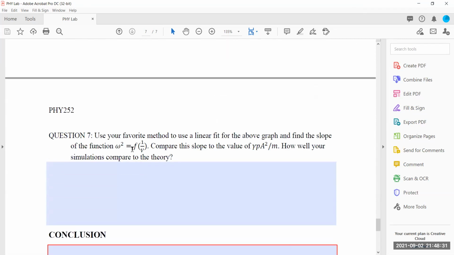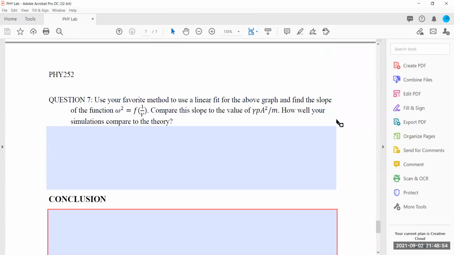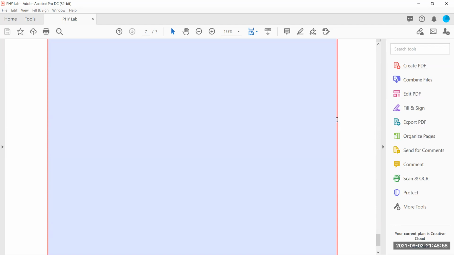Use your favorite method to do a linear fit. In this case, you can go back to Excel, put the numbers in Excel, and do a linear fit, which should give you the slope. The slope should really be exactly gamma times p times a squared over m. Compare the two and see how well your fit is and how well the theory matches the experiment. And that's your lab.